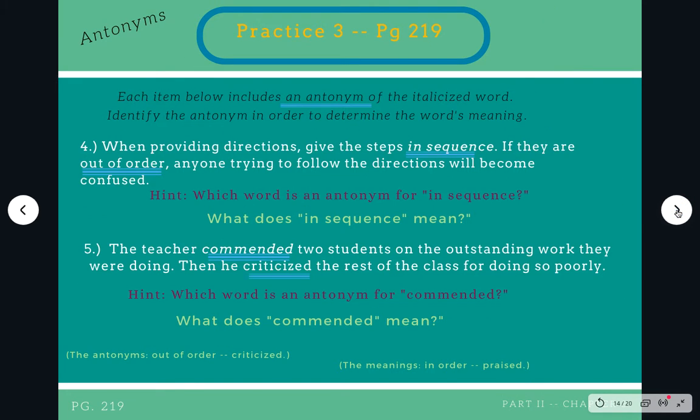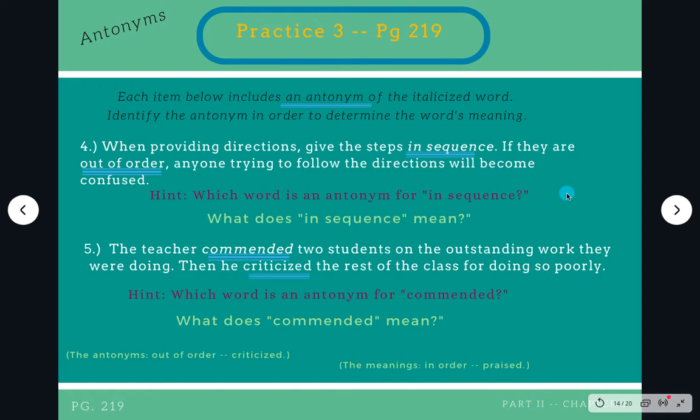All right, so let's look at 4 and 5. Number 4, when providing directions, give the steps in sequence. If they are out of order, anyone trying to follow the directions will become confused. So in sequence is the italicized word, and then the hint is to look for the antonym in that passage.